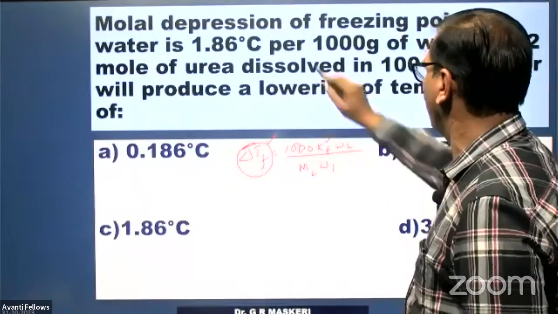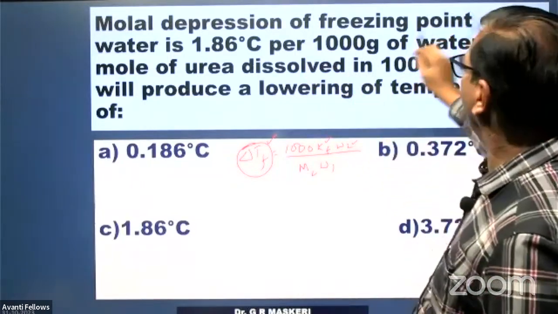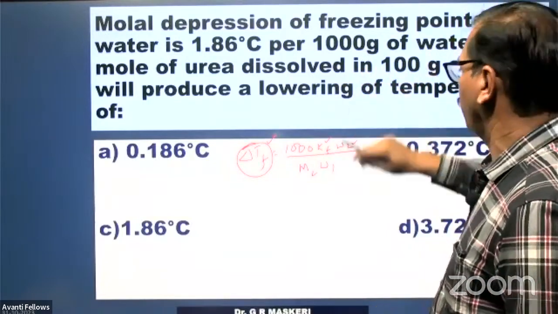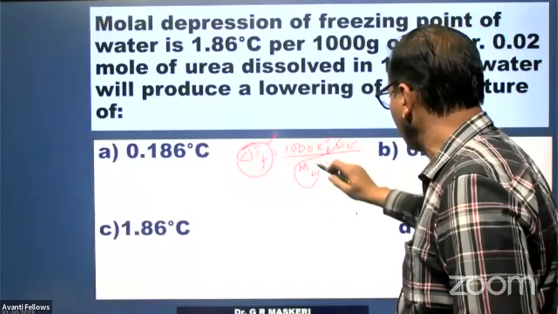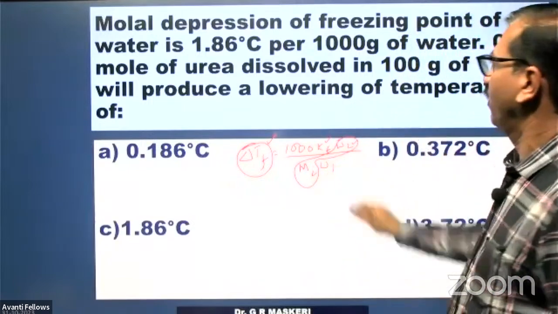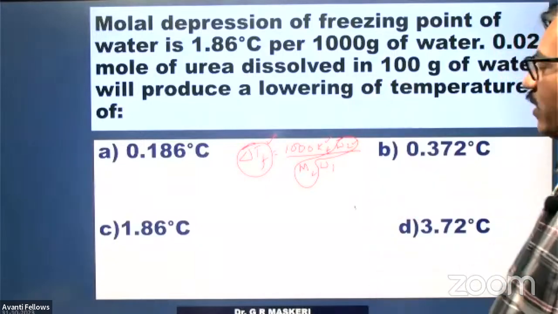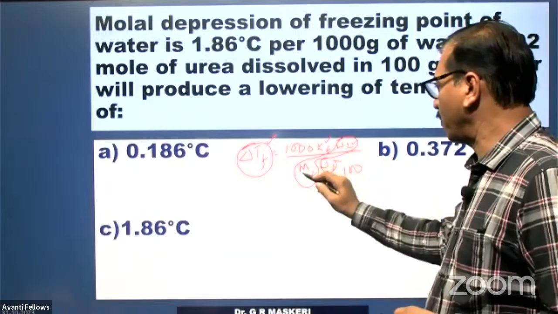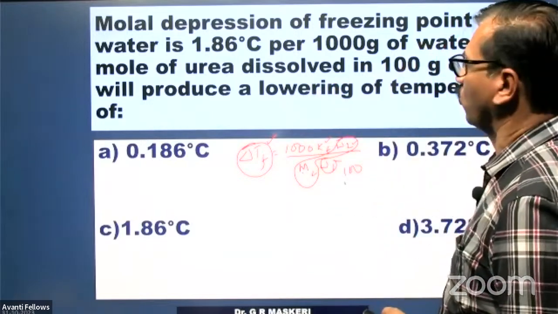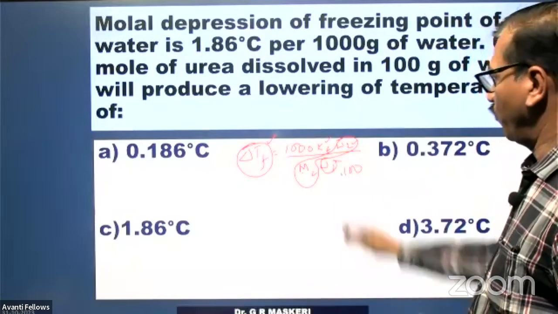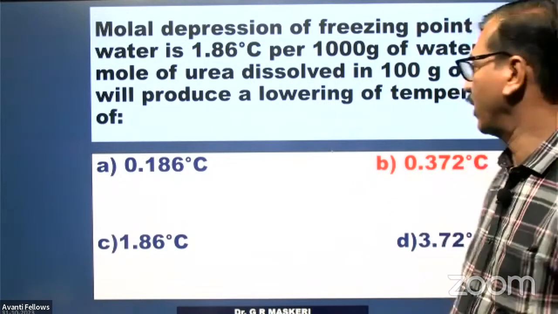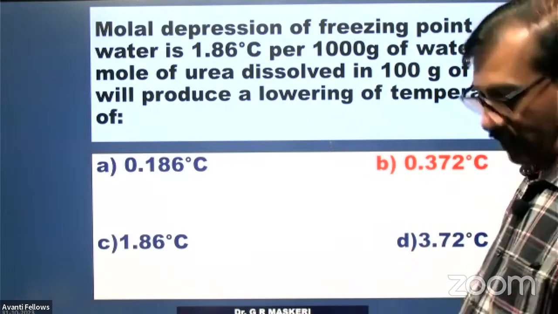1000 Kf is being given, 1.86. W2 by M2 is 0.02 moles of urea, given mass by molar mass is the number of moles. This value is being given. W1 is 100 gram. So with this calculation, you will get the answer 0.372. You are right. You have speed enough to do the calculation, and the right answer you have told.